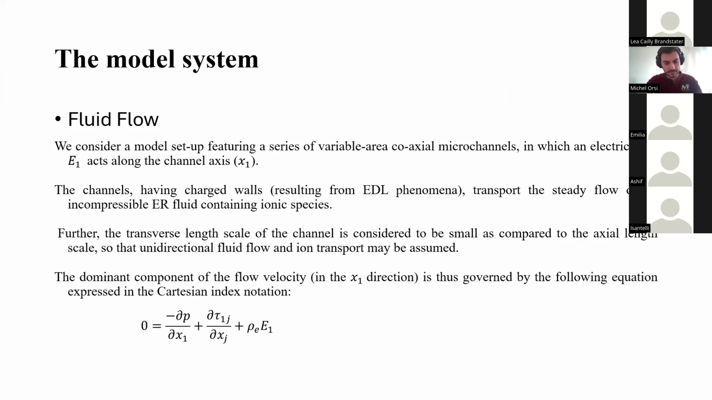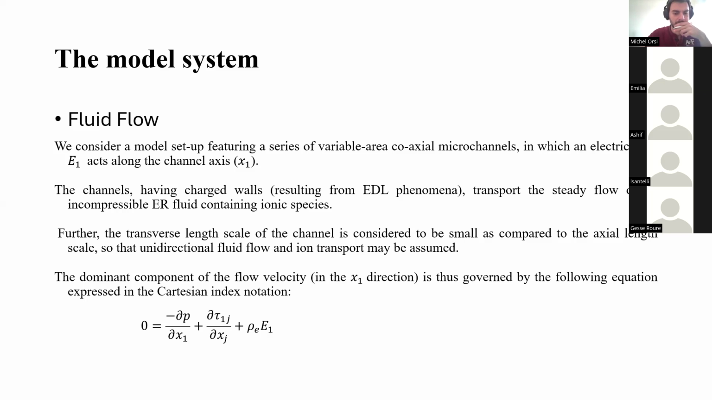Thank you. The model system. So fluid flow, we consider a model setup featuring a series of variable area coaxial microchannels in which an electric field E1 acts along the channel axis X1. The channels having charged walls resulting from electric double layer phenomenon transports the steady flow of an incompressible ER fluid containing ionic species. Further, the transverse length scale of the channel is considered to be small as compared to the axial length scale, so that unidirectional fluid flow and ion transport may be assumed.